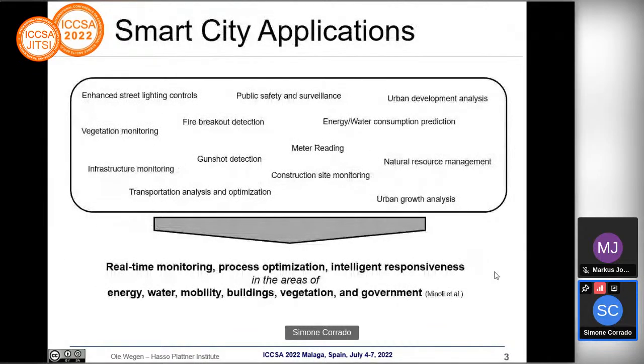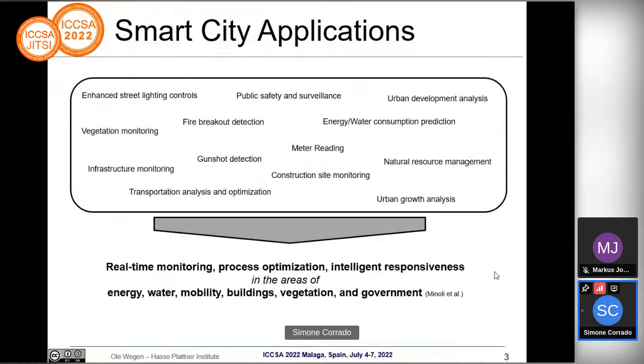Here you can see some of the more concrete use cases and applications that fall under the term of the smart city. These can be found in literature. So, for example, you see here infrastructure monitoring, transportation analysis and optimization, natural resource management, surveillance, and much more. In general, it can be said that all of these applications fall into one of three categories: real-time monitoring, optimization of processes, and intelligent responsiveness or control.